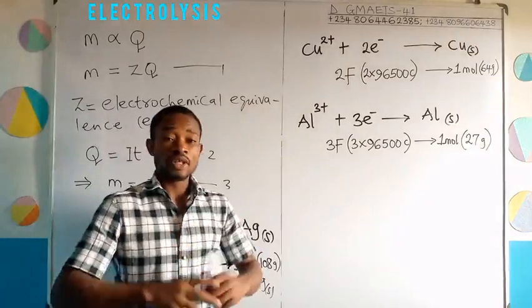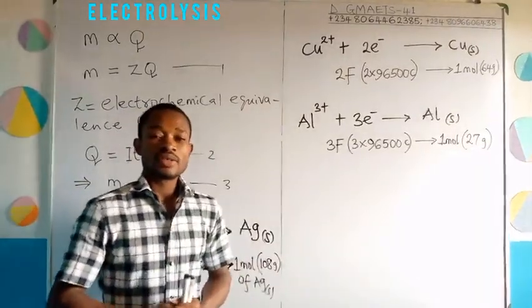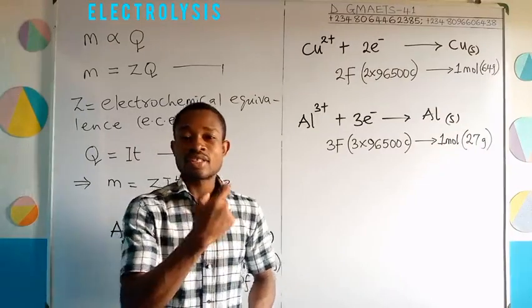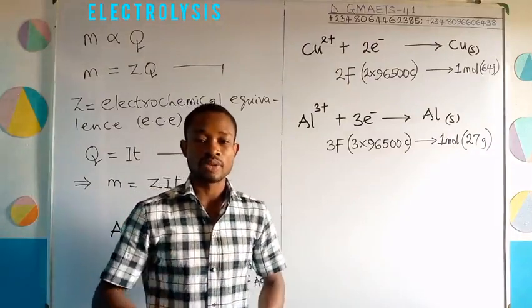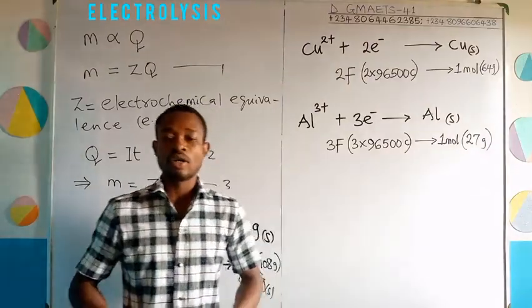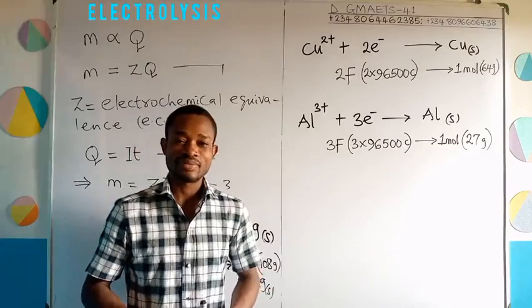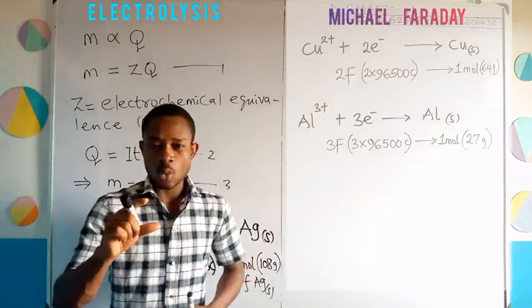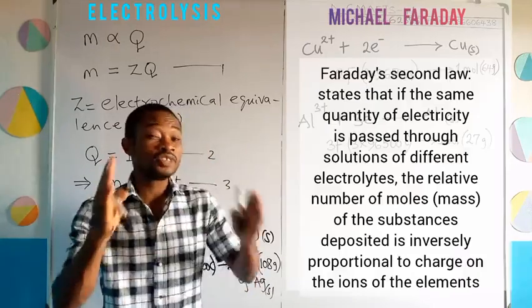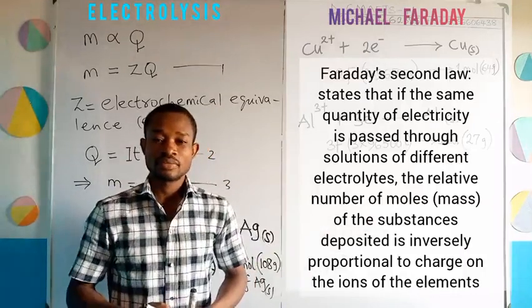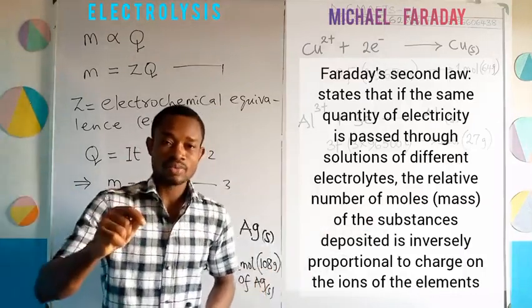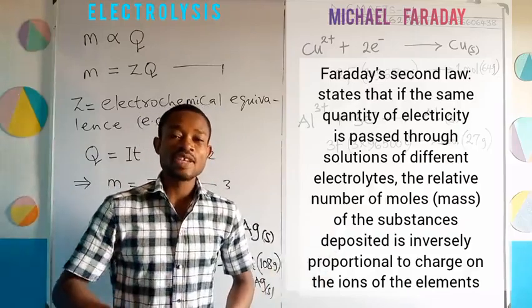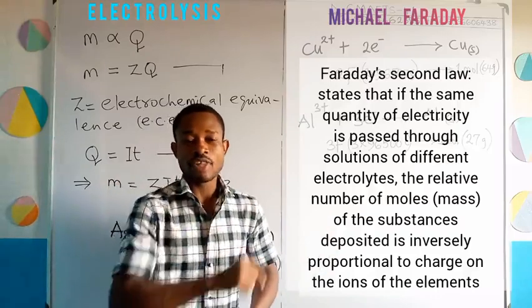Alright, let us move on quickly to talk about the second law of electrolysis by Faraday. But I want to say this: understanding the first law very well, the second law is just simple. So let us state the second law of electrolysis by Faraday. Faraday's second law of electrolysis states that if the same quantity of electricity is passed through solutions of different electrolytes, the relative number of moles or mass of the metals deposited will be inversely proportional to the charge of that metal.